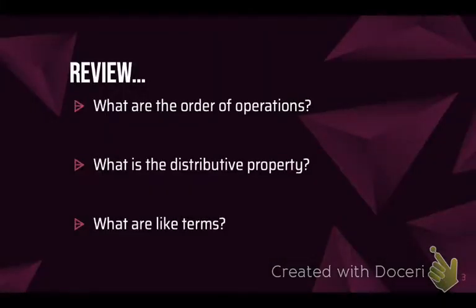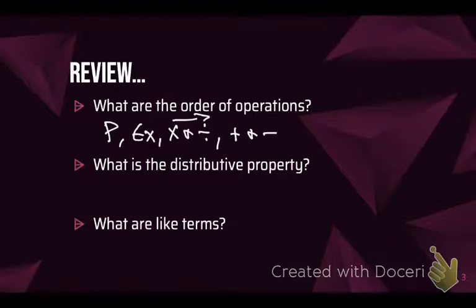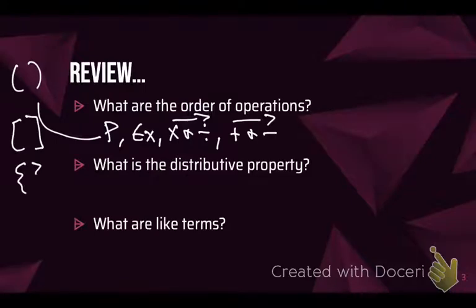Okay. So, quick review. What are the order of operations? PEMDAS: parentheses, exponents, multiplication and division, and then addition and subtraction. And both of these are from left to right. Realize parentheses can be like this. They can be brackets. They can be these curly braces. Okay, all of those are different types of parentheses.